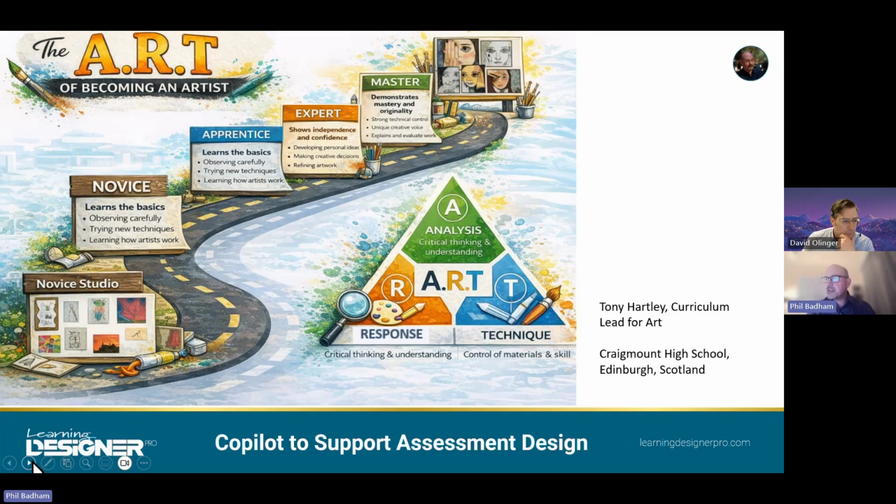And what he was showing me today was how he's preparing a brand new assessment model for his art students. He was showing me this particular illustration that he's going to use to help learners understand the progress they're making through art. Certain elements of this image were made in Copilot, not all of it, but some of it. But what Copilot actually did contribute was helping Tony through the thought process of how to make this assessment framework work for his students.